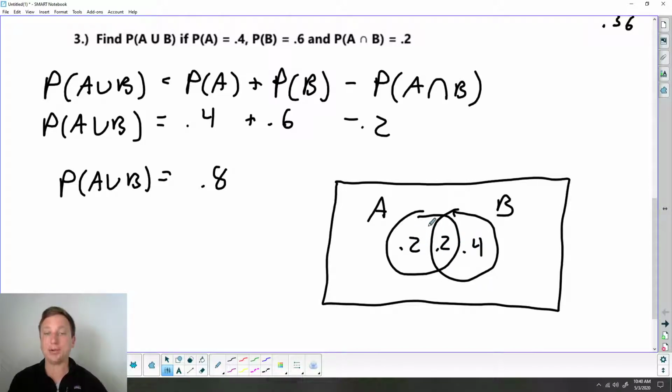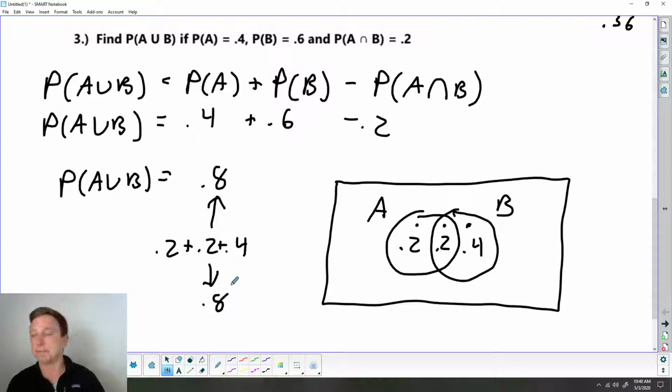And now A union B is this region plus the intersection plus exclusive B. So we'd have 0.2 plus 0.2 plus 0.4, which gets us the same answer here of 0.8. So two ways to do it. This addition rule just removes the visual and it makes it totally abstract.